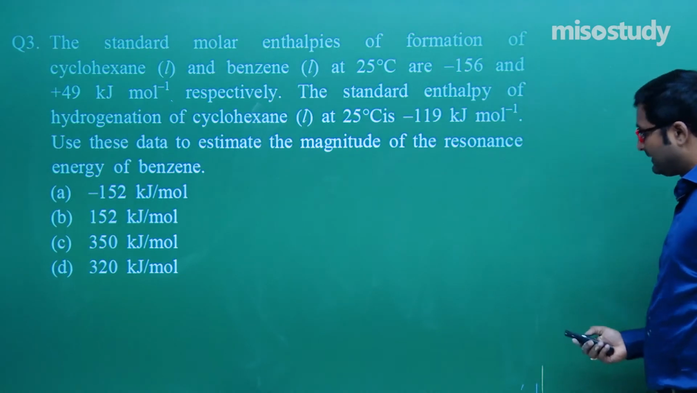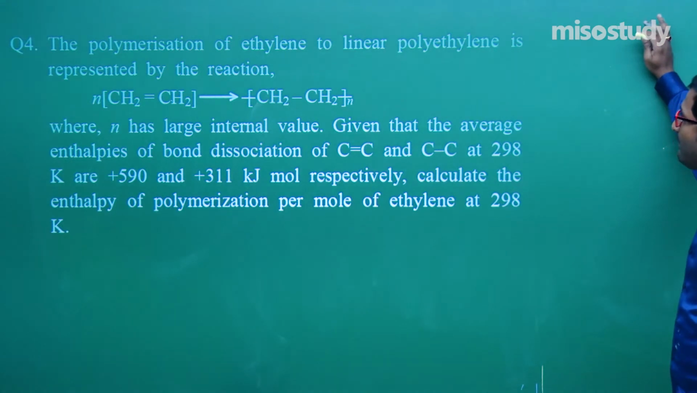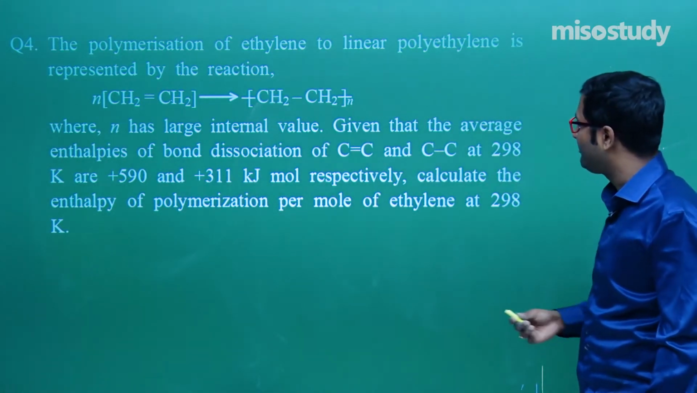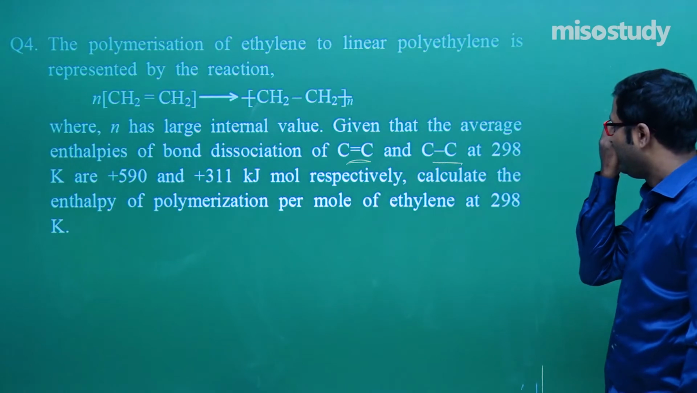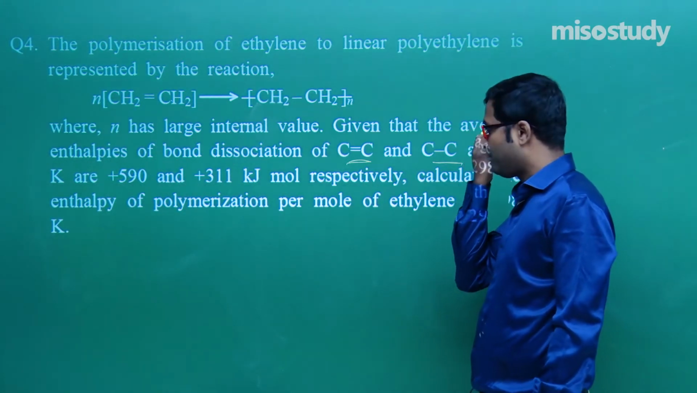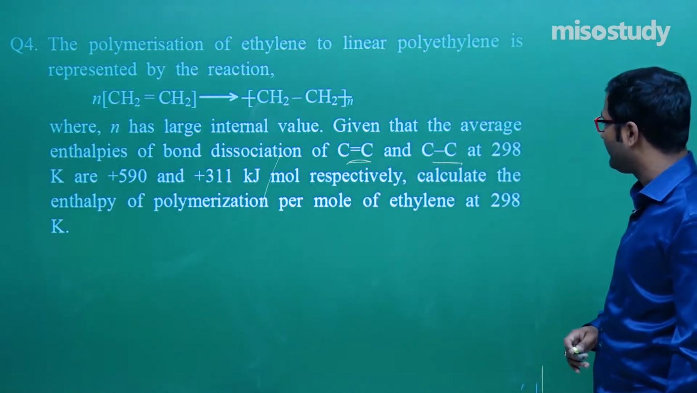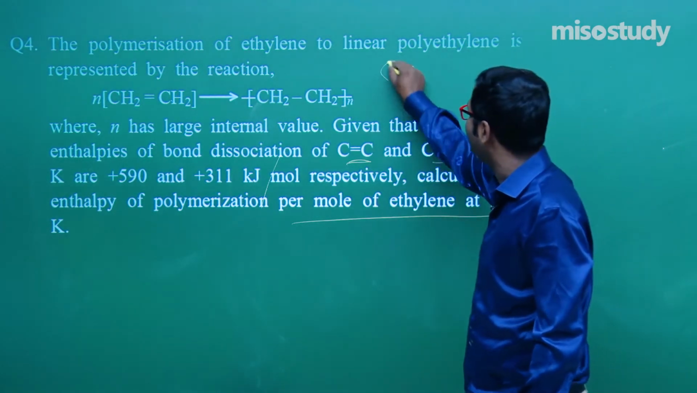Now, let's move to the next question. Look at this, it also seems a big question. The polymerization of ethylene to linear polythene is represented by the reaction where n has a large internal value, given that the average enthalpy of bond dissociation of the double bond and C-C bond at 298 Kelvin are plus 590 and plus 311 kilojoule per mole respectively. Calculate the enthalpy of polymerization per mole of ethylene at 298 Kelvin. This is an integer type question.